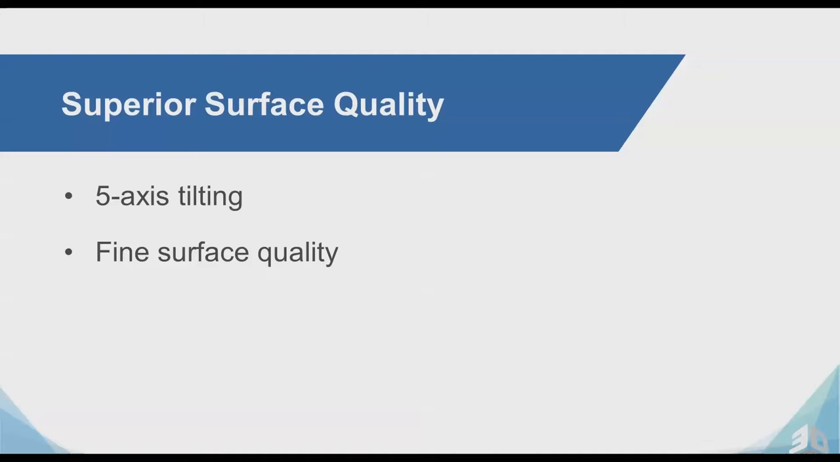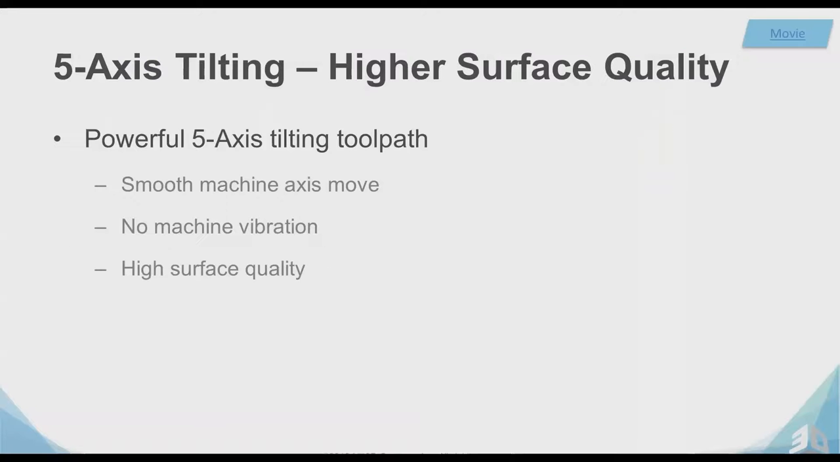Moving on to the next item, the superior surface quality. So here we have two items, the 5-axis tilting and the fine surface quality as it is. 5-axis tilting, as you know, will be utilized when we need to use small diameter tools and get to very deep points inside a piece like a mold or any other component, and we would like to utilize the machine faster and safer and minimize vibration and increase feed and so on.